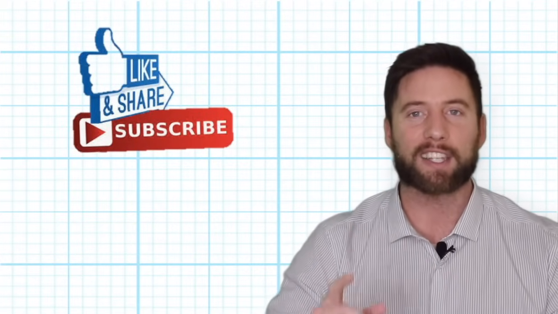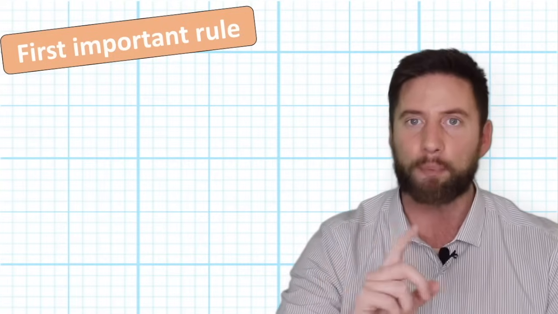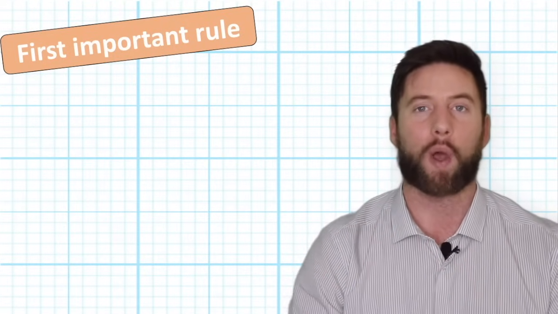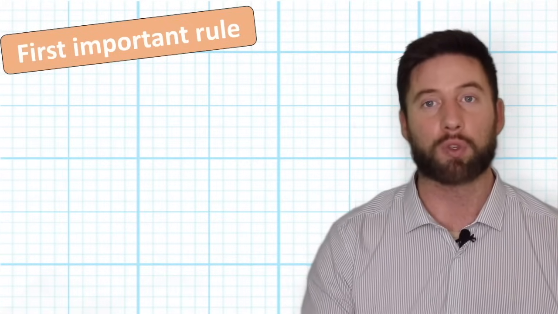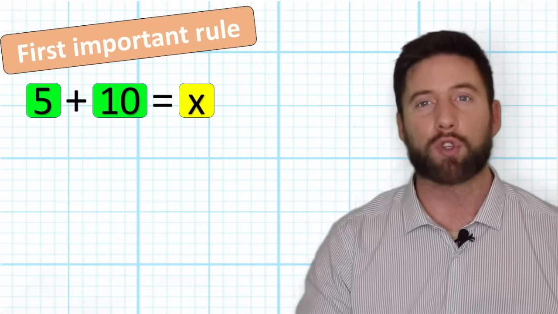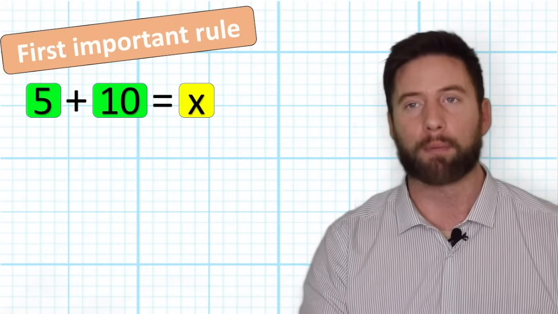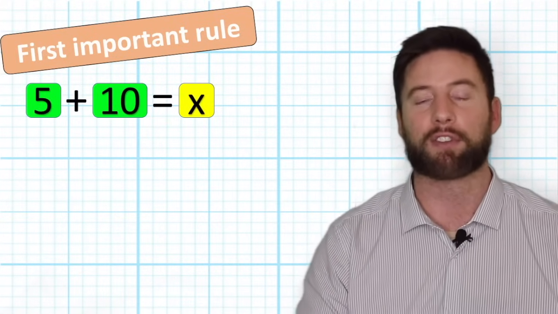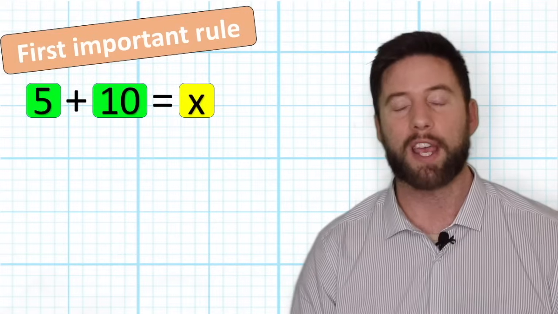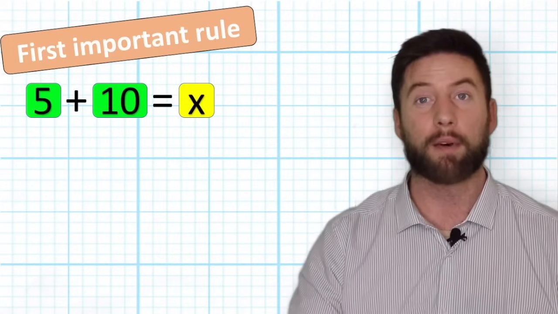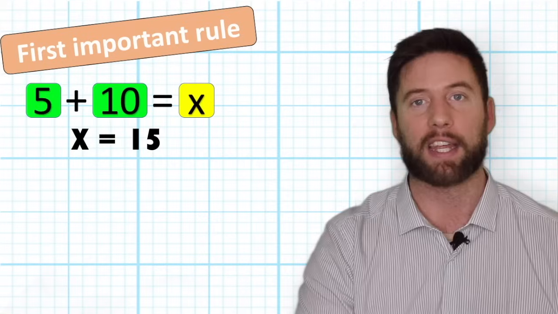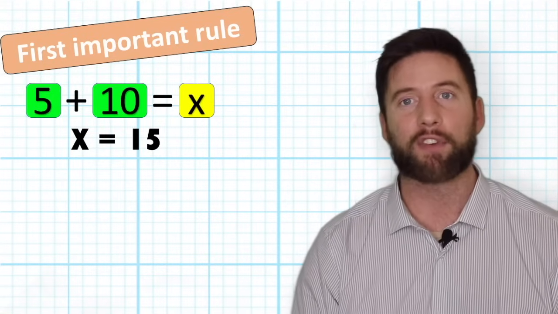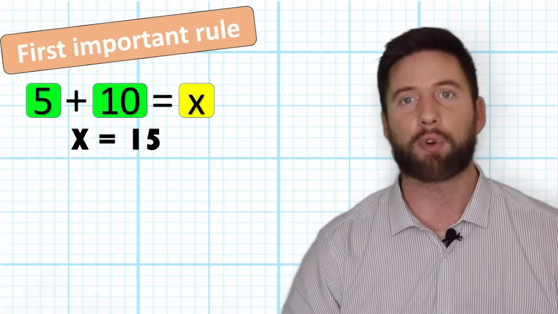But for now, let's learn some very important rules about how symbols can and cannot be used in equations. So the very first rule you need to know is that different symbols or different letters can be used in different problems to represent different values. For example, in the problem we just solved, the letter X was used to represent the number 15. But X could stand for a different value in a different problem.